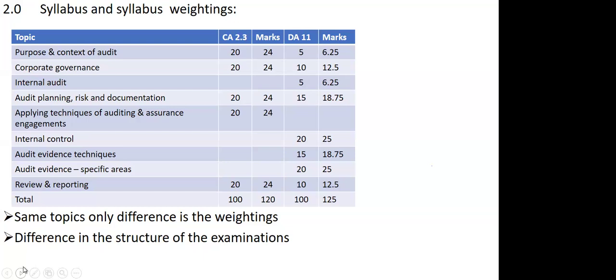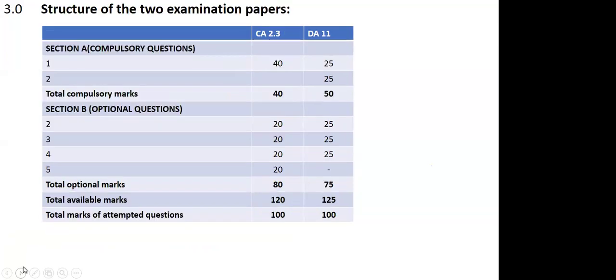Going by this, you cannot actually do selective studying, because each of these topics should be examined to the extent of the weightings given here. So basically the topics are the same for both papers, except for the weightings and the structure of the examination.